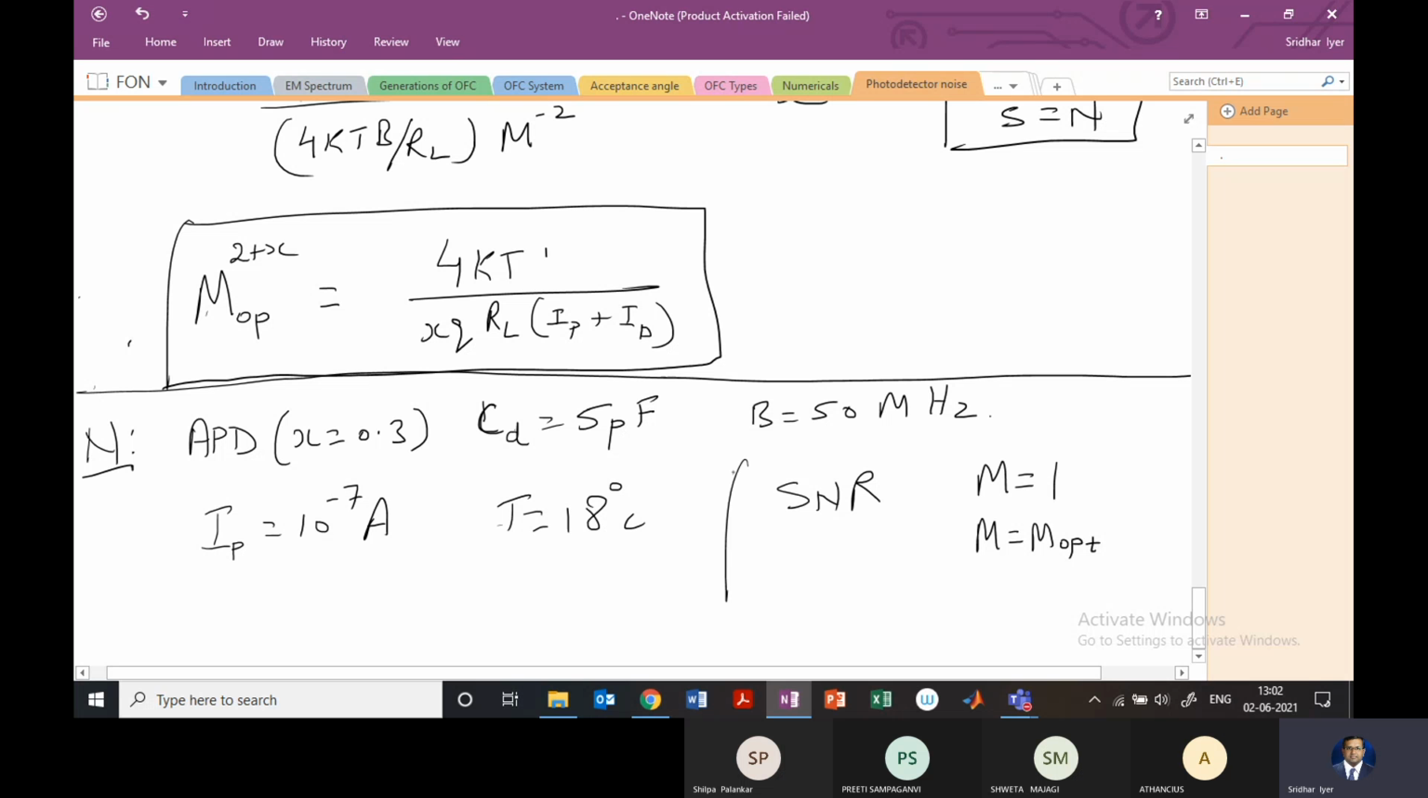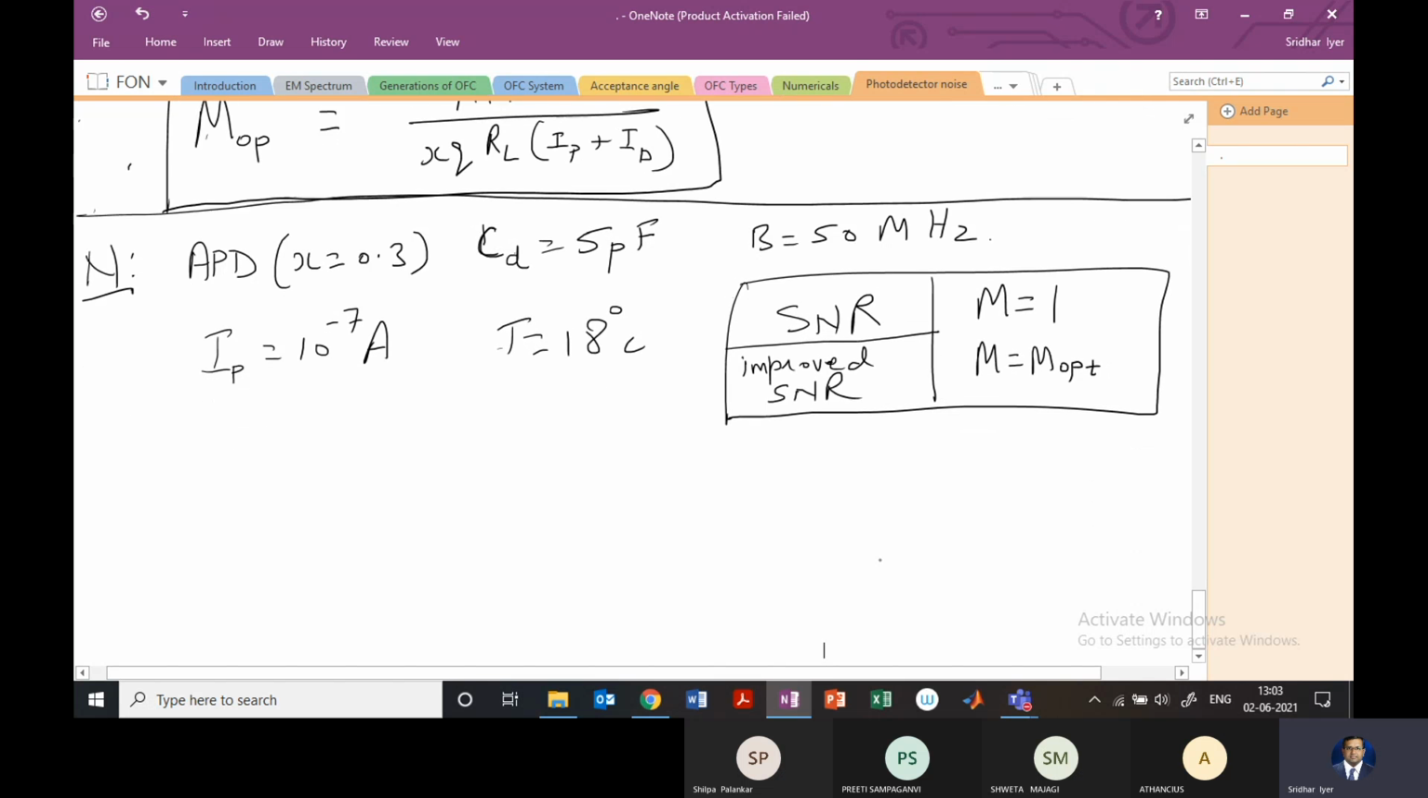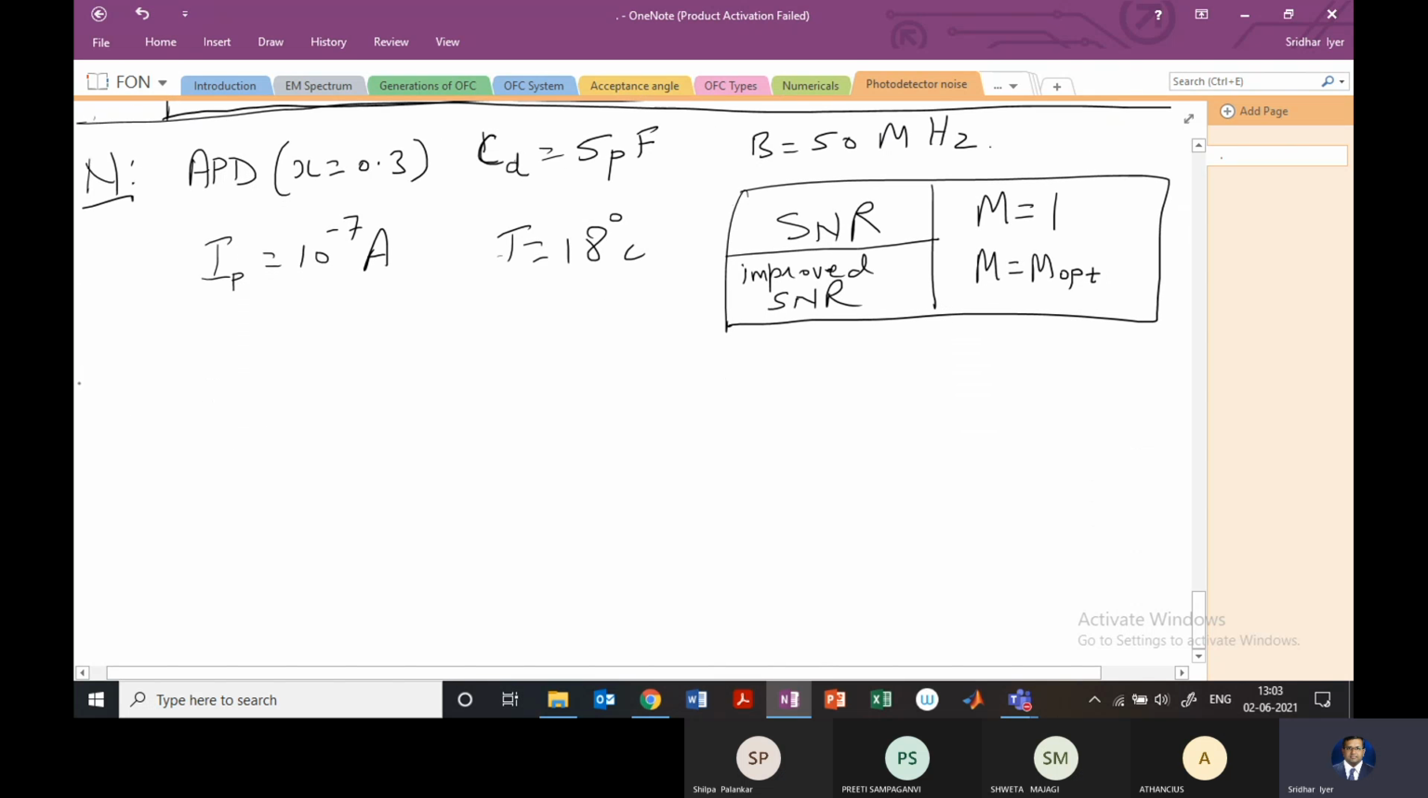So what we need to calculate is, based on this m equal to 1 and m equal to optimal m, how the SNR has improved, right? When I have m equal to 1, has it improved? When I have m equal to optimum m, has it improved? That is what we need to calculate here. So m equal to 1 basically corresponds to the pin diode. That means the multiplication factor is just 1. So it is just a simple pin diode, right?